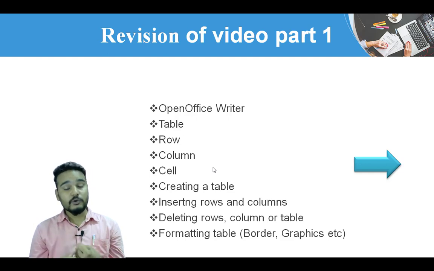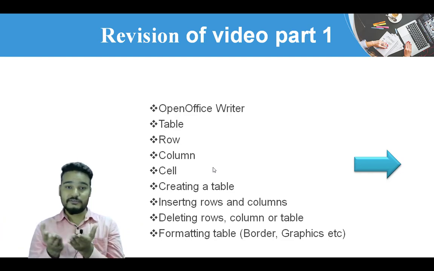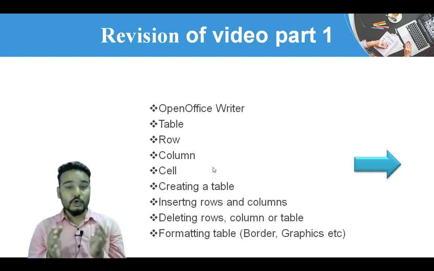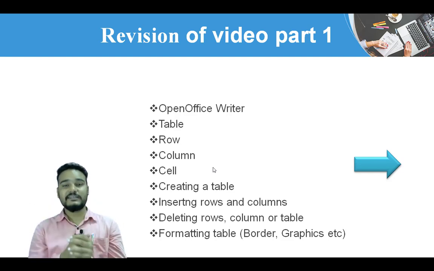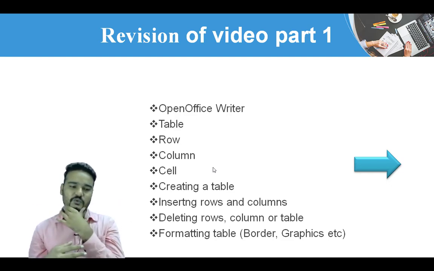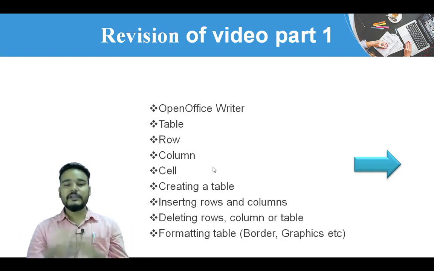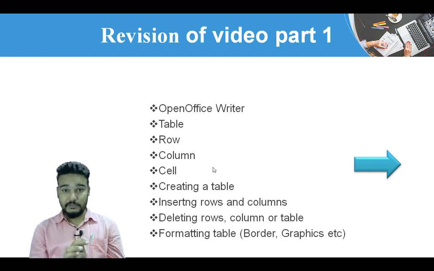Then we have learned parts of table like rows, then columns. So which are rows? Horizontal lines. Okay, horizontal lines are rows and vertical lines are columns, and when these rows and columns intersect each other, they form one cell. So this was about our table. We had seen one data also, which data looks better, which is formatted or non-formatted. Then we have learned how to create table.